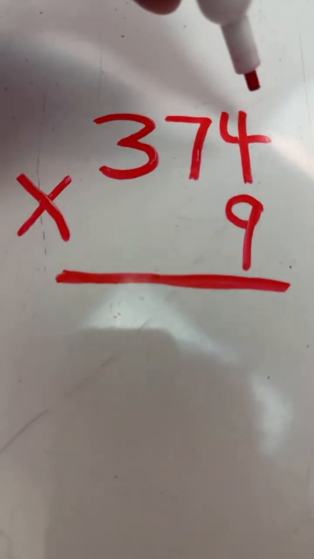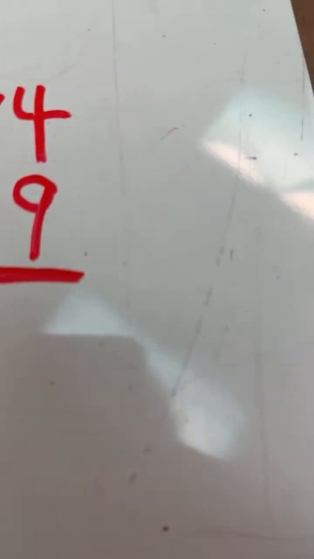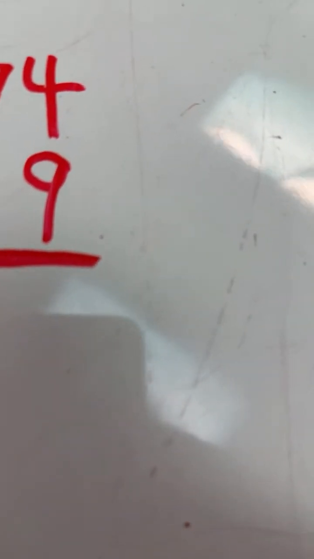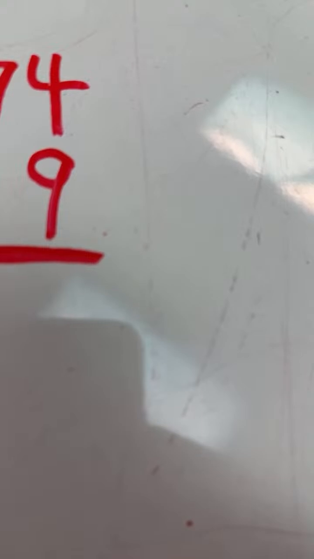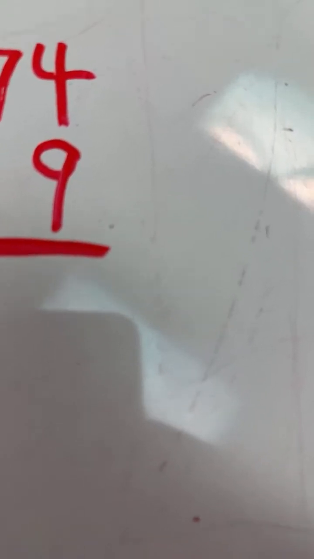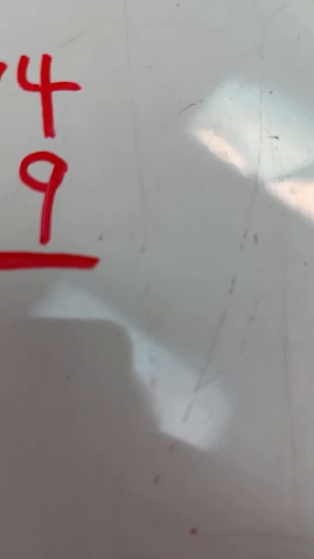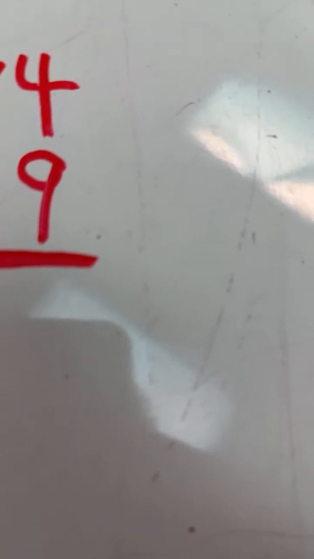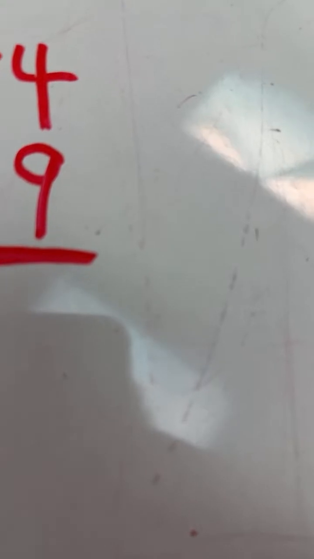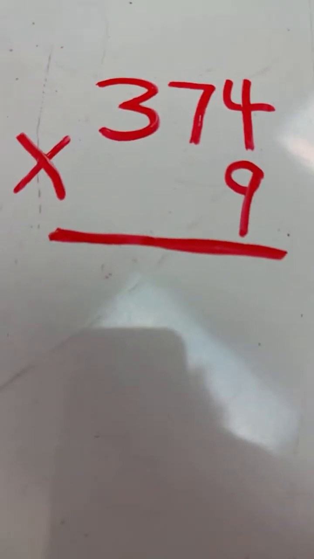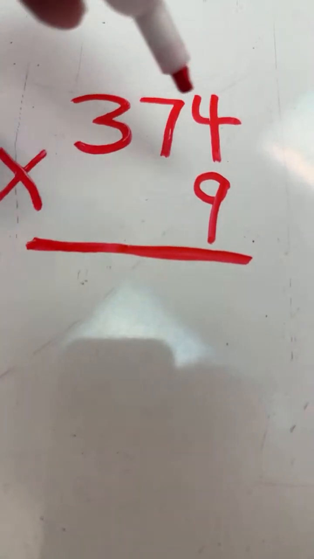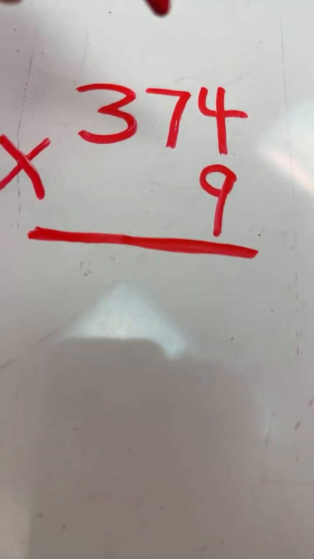So we start out in the ones place. We're going to multiply 4 times 9. If you're not able to do single-digit multiplication in your head, I would definitely recommend getting a multiplication chart. Fluently being able to multiply single-digit numbers makes these type of problems a lot easier. But 4 times 9. Here we go. 4 times 9 equals 36.